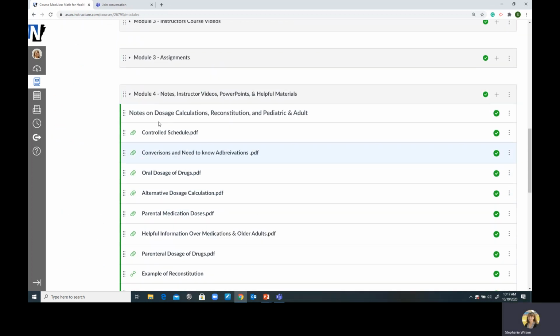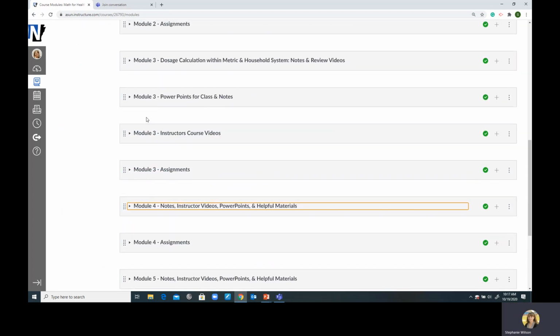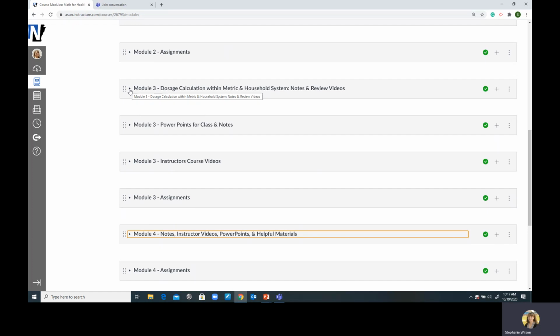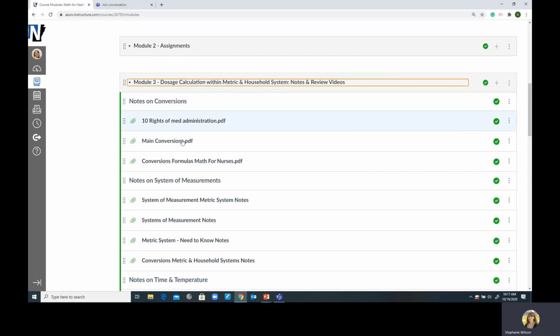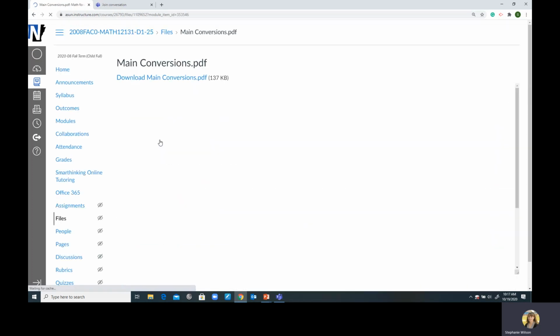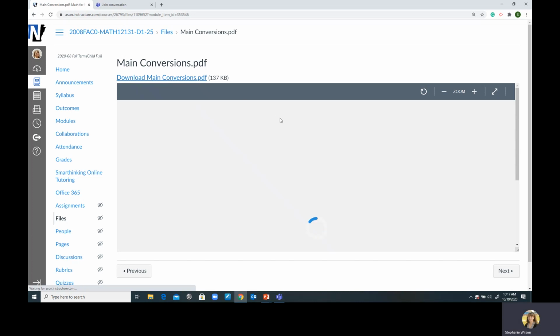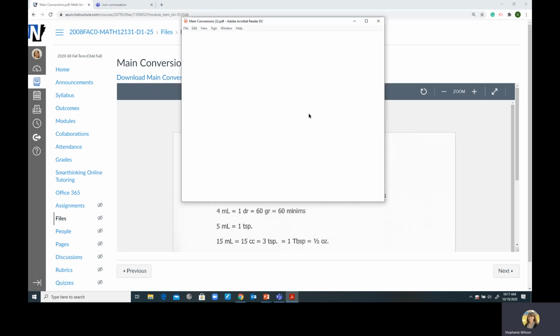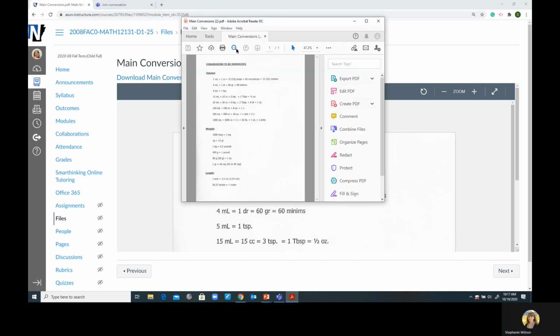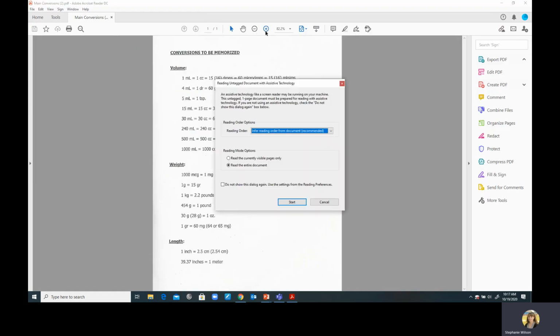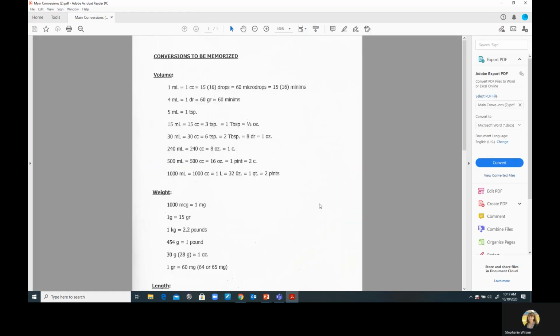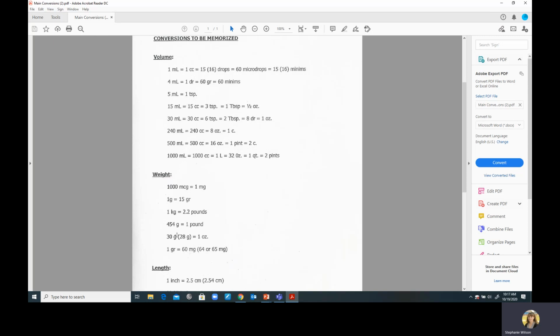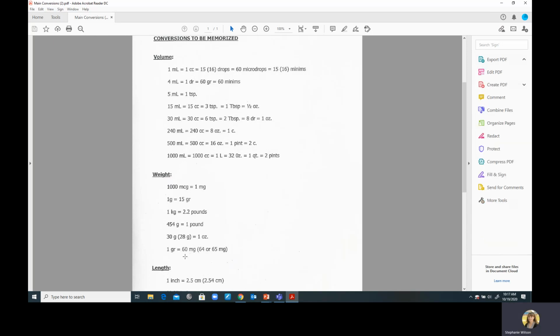Sorry guys, let me pull up my dosage calculation sheet if you don't already have it printed out. If you don't, go to Module 3, Dosage Calculation Metric. It's the main conversion sheet. So once I get that open, we can check it out. And what do I have? It says that 1 grain equals 60 milligrams.